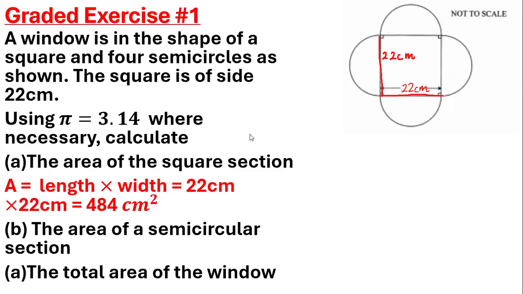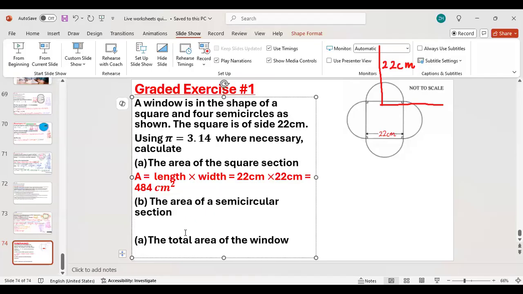Next, we're trying to figure out the area of the semicircular section. What y'all got for that one, the area of the semicircular section? I get 189.97 centimeters squared.